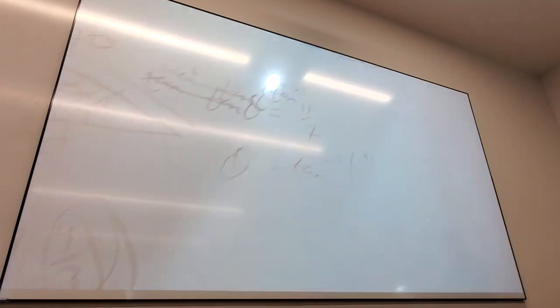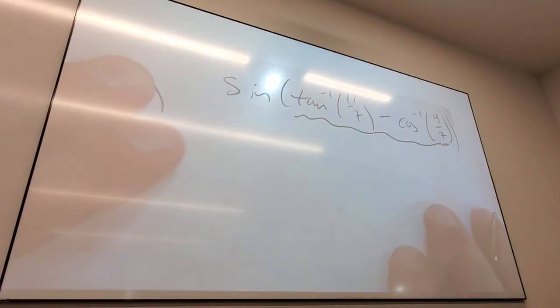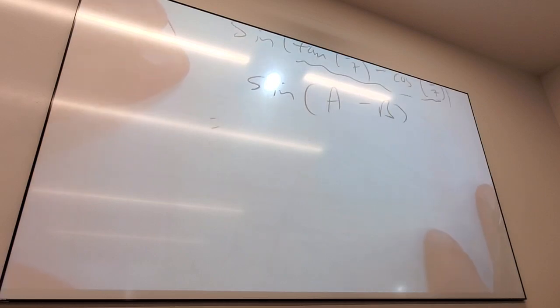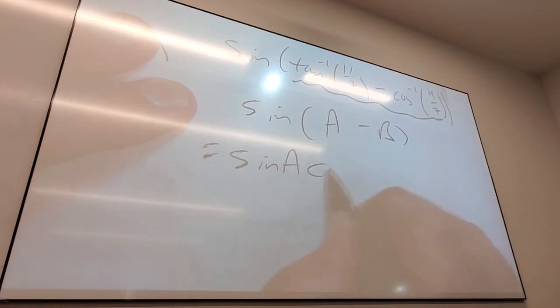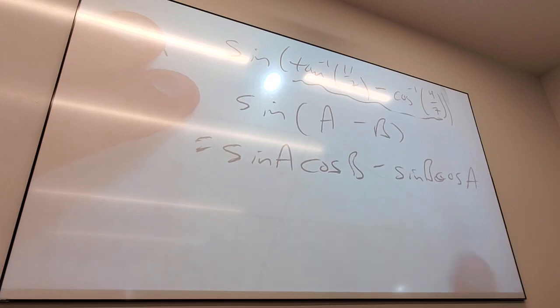Yes, so let's see. To help you, anytime you see something like this, you can go, okay, let me call this A, let me call that B. Now write down, what's the identity? What's sine of A minus B? Sine A cosine B minus sine B cosine A. Good, because sine is the nice guy, takes turns.